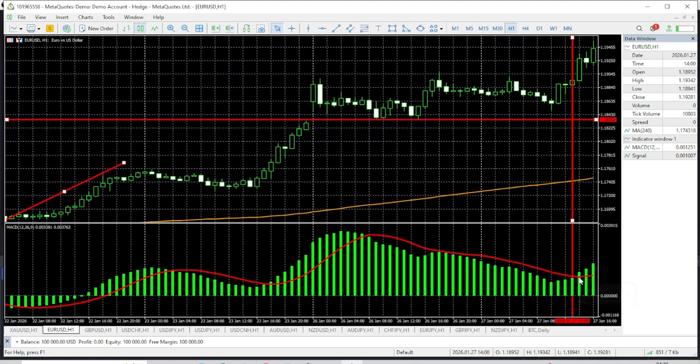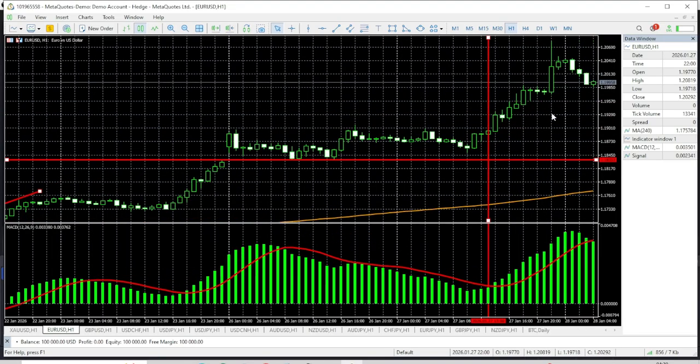And then here we have the first MACD histogram bar that closes above the signal line. And then we just go to the corresponding candlestick and buy the high of that candlestick by adding 3 to 5 pips.